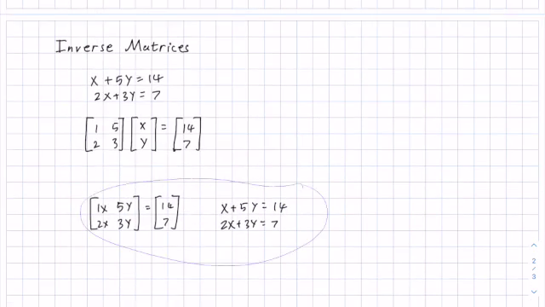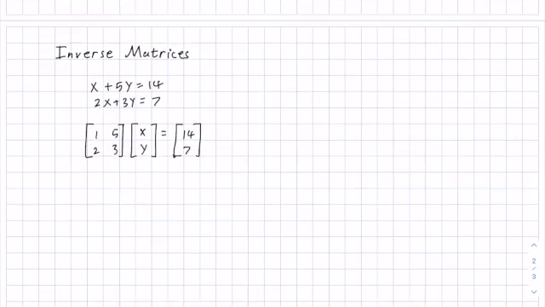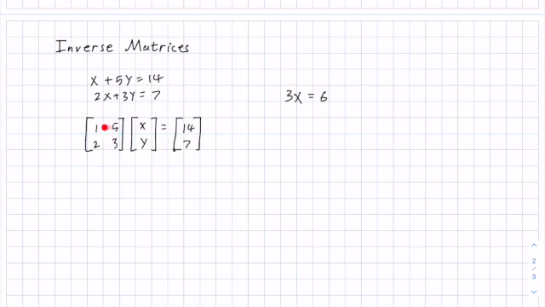And now we do our solving. This equation is similar to a normal equation that you have. So think of this as a coefficient, this as the variable, and this is what it's equal to. So let's say I have 3x is equal to 6. This is the coefficient, this is the variable, this is what it's equal to.